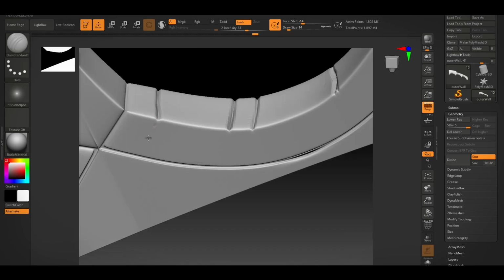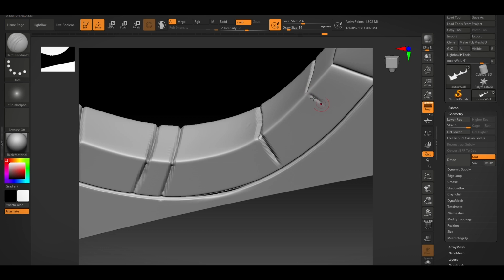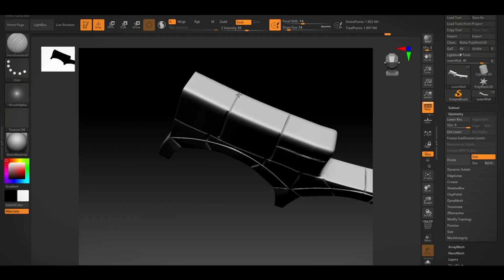I started detailing each part, with the construction lines first, taking care to place them as close as possible to the photos I had.